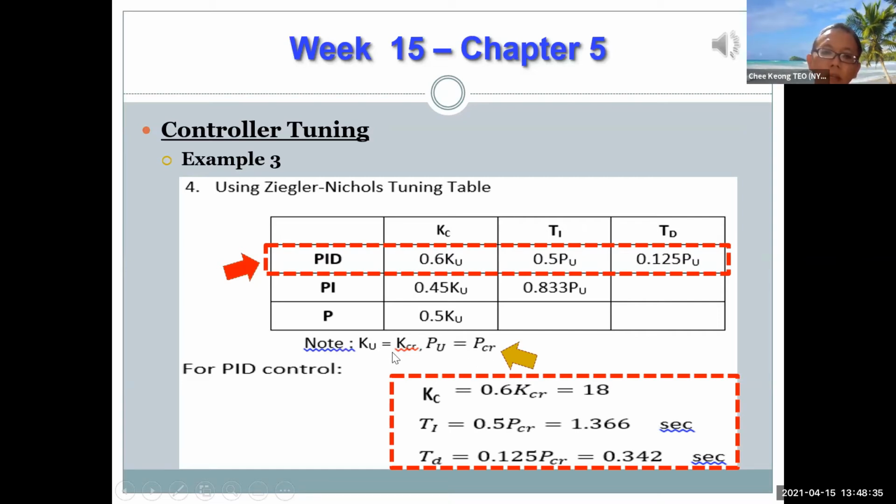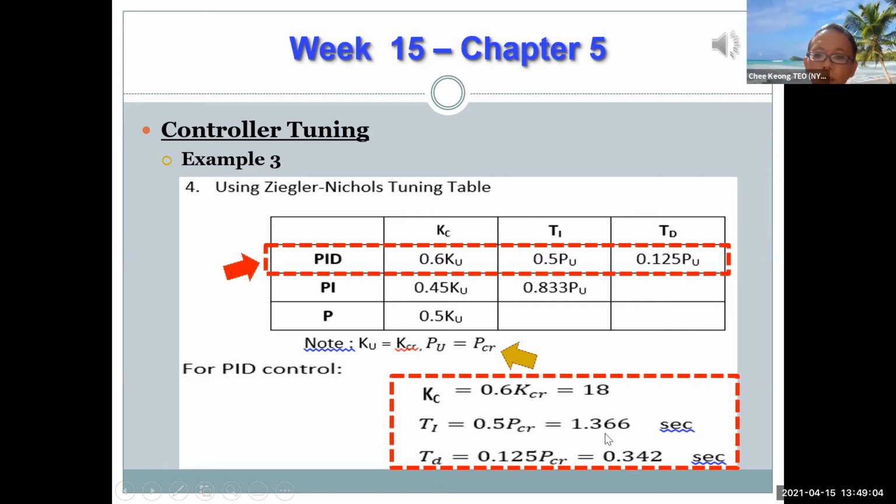Once you know your KU and PU, you just plug in. Let's say I want a PID controller. I just plug in KU here and PU there. For each coefficient, you can calculate it by bringing out the formula. KC is equal to 0.6 KCR, so 0.6 times the KCR that you calculated previously gives you 18. Now TI is 0.5 times PCR. The PCR value that you calculated previously gives you 1.366, and so on and so forth for TD.